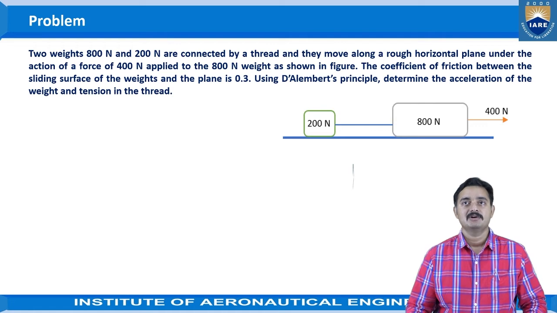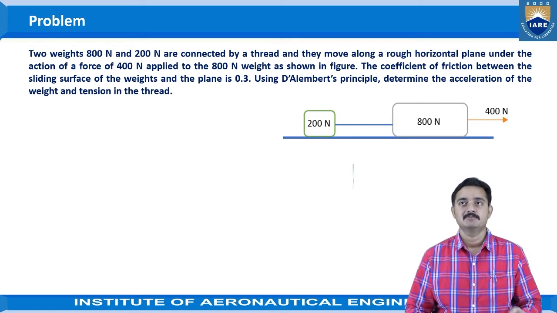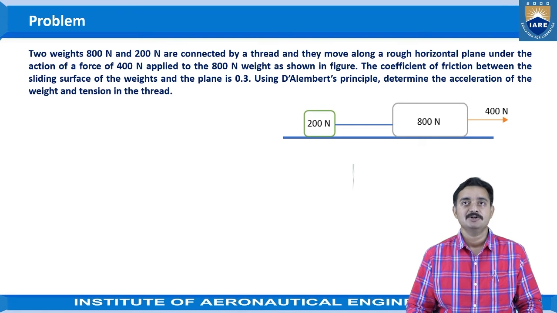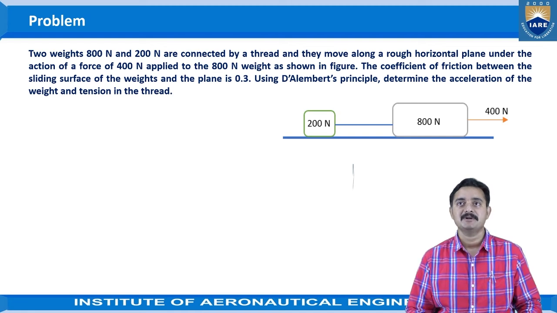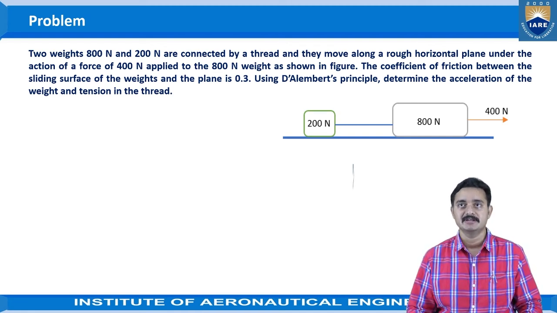Now let us do a problem on D'Alembert's principle for connected bodies. The problem given is: two weights, 800 newton and 200 newton, are connected by a thread and they move along a rough horizontal plane under the action of a force of 400 newton applied to the 800 newton weight, as shown in the figure. The coefficient of friction between the sliding surface of the weights and the plane is 0.3. Using D'Alembert's principle, determine the acceleration of the weights and the tension in the thread.